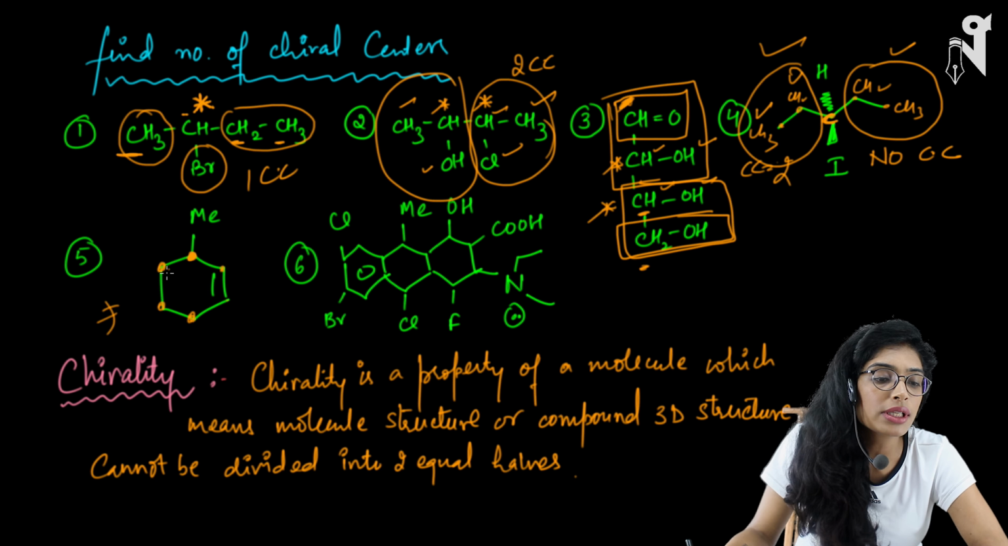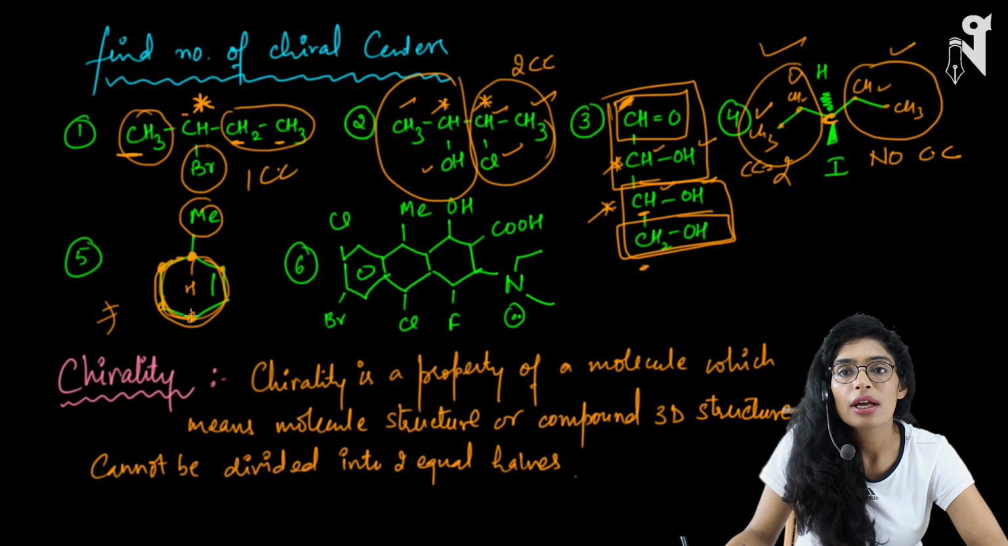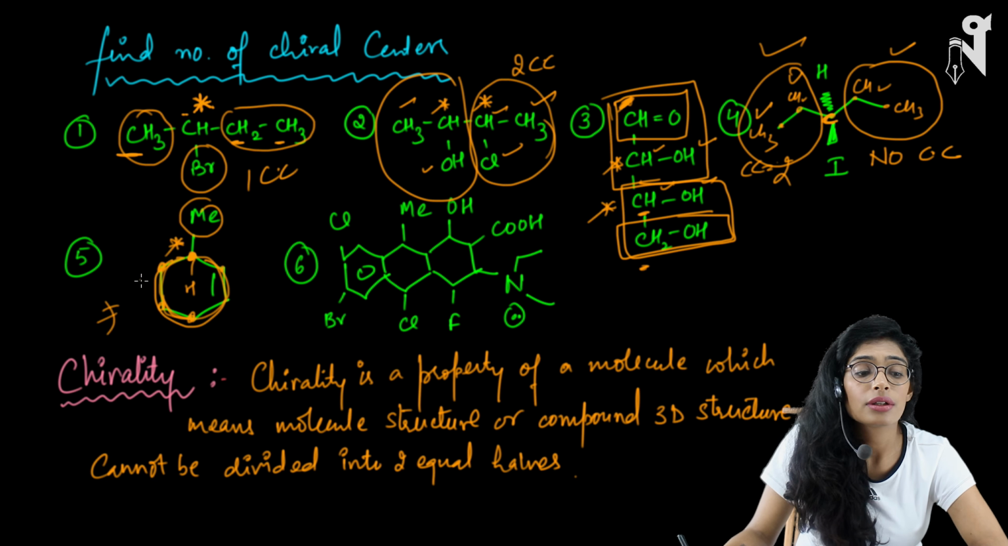So let's talk about this carbon. This carbon has methyl. One, it has hydrogen. Another, it has unsymmetric chain. You go from here, this will become one chain. You go from here, it will become another chain, and hence it is a chiral center.